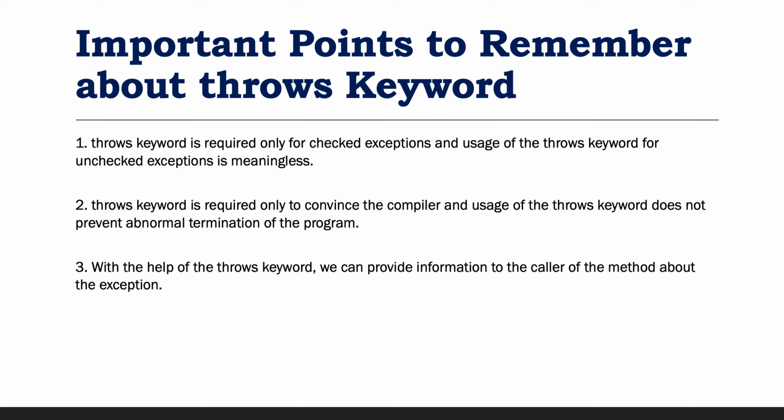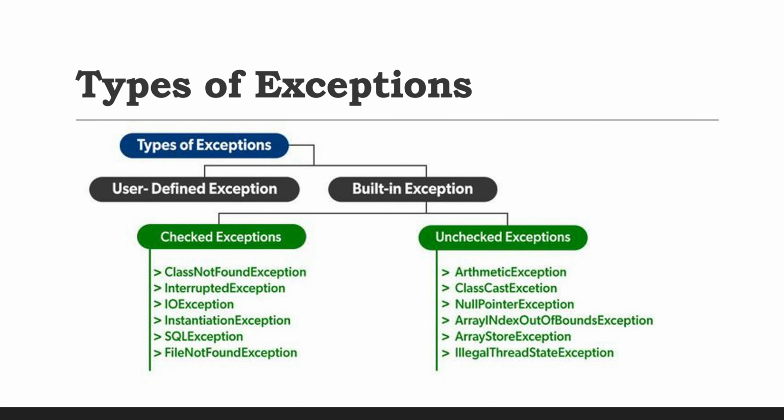Now let's see how many types of exceptions can occur in Java. In case of errors, we have seen there are 3 types of errors, but in case of exceptions there can be 2 types. First is the user defined exception, second is the built-in exception. And again, built-in exceptions can be categorized into two parts, checked exceptions and unchecked exceptions. Checked exceptions are like ClassNotFoundException and IOException. And unchecked exceptions are like ArithmeticException and NullPointerException.